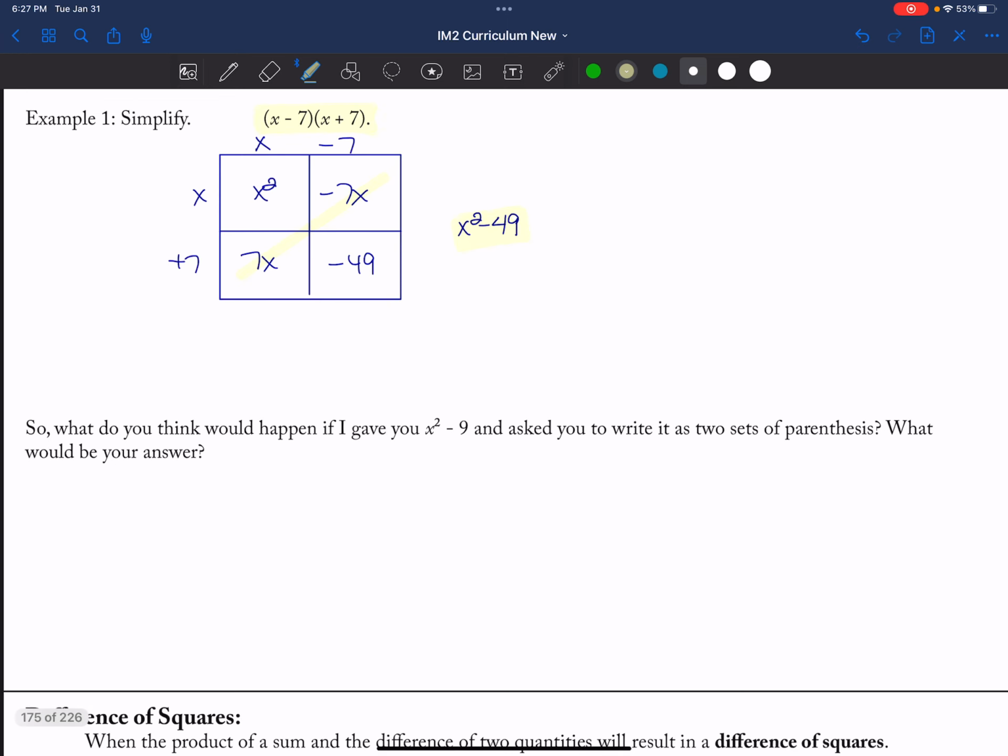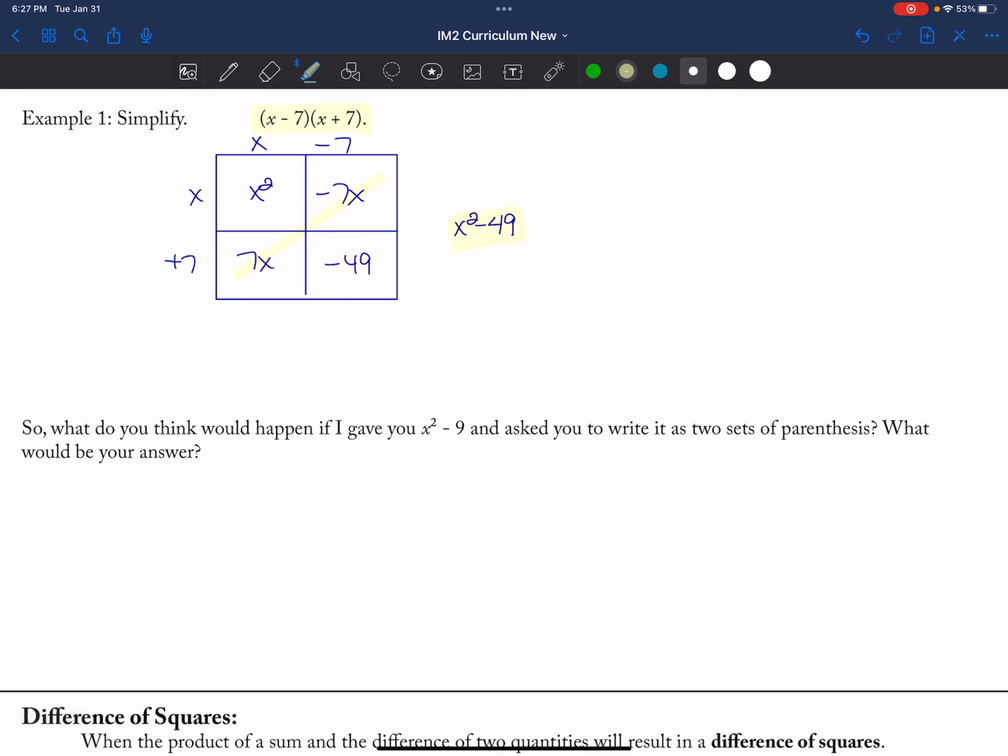So what do you think, just seeing this pattern here of, okay, I was able to take the square root of 49 and put one of them at the end and one of them in the beginning, how do you think I could factor something that was a little bit different, that was still a perfect square, but an x squared minus 9, right? Well, the square root of 49 is 7. So when I do x squared minus 9, this would be x minus 3, because that's the square root of 9, and x plus 3.